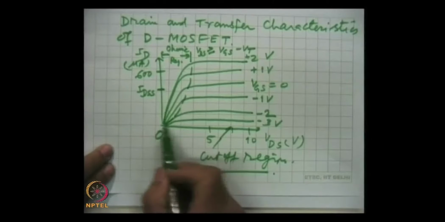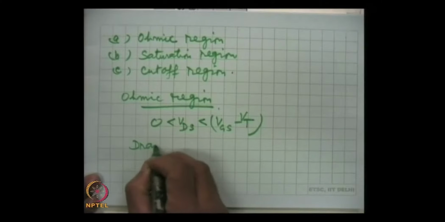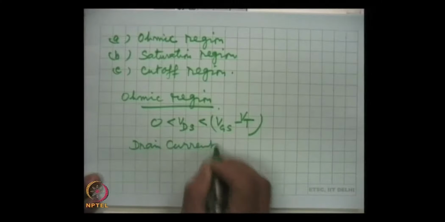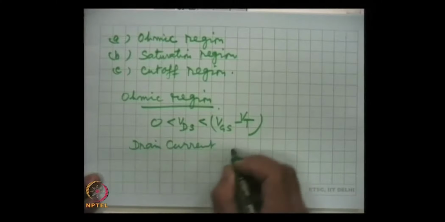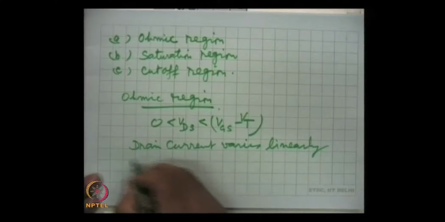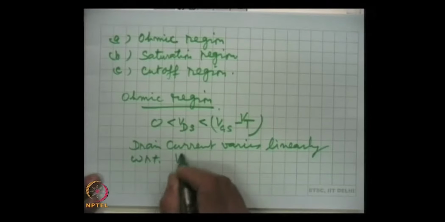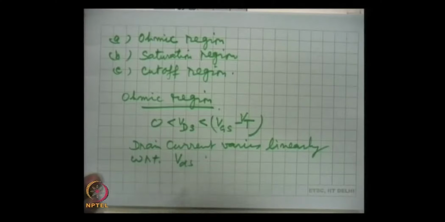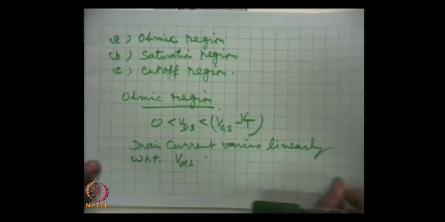And here the drain current varies linearly with respect to VDS, and the drain current is given by this expression: ID, the drain current, is equal to K times 2 (VGS minus VT) VDS minus VDS square.